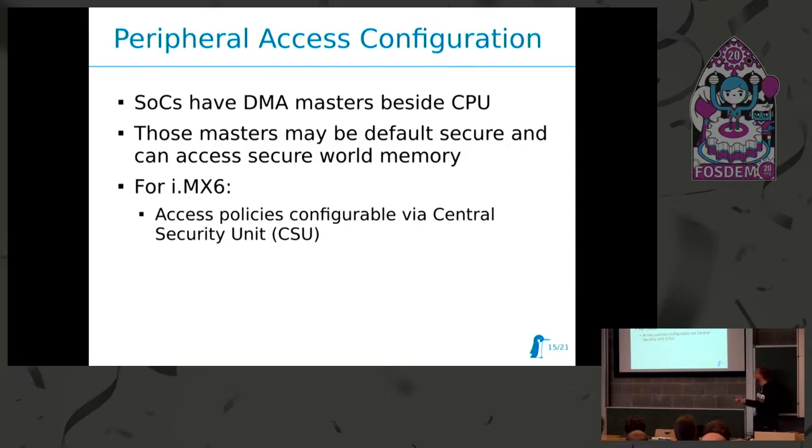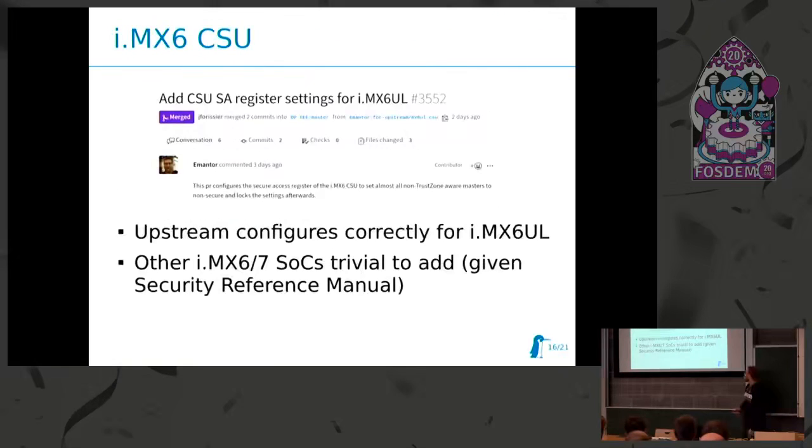For IMX6, there's a unit inside the processor called the Central Security Unit, CSU. There's a register inside of it where you can just say whether each DMA master is secure or non-secure. For this, we just configure everything as non-secure except for the CPU, obviously. And then everything is safe.